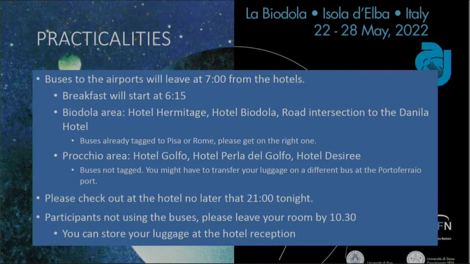For the Procchio area, on the other hand, they will start as usual from the 3 hotels, Golfo, Perla del Golfo, and Desiree, but the buses are not necessarily tagged to Rome or Pisa because they don't match the number of participants. So some people will have to transfer the luggage to a different bus at the Portoferraio port. There will be hostesses to help you in that, but make sure you pay attention.